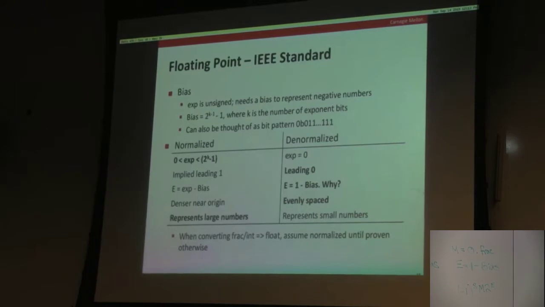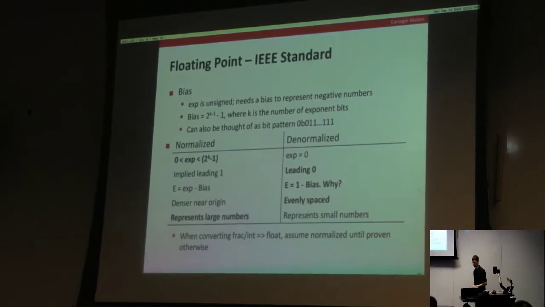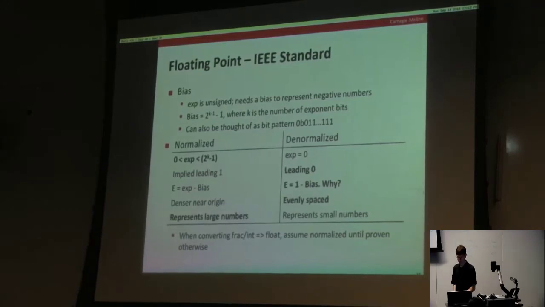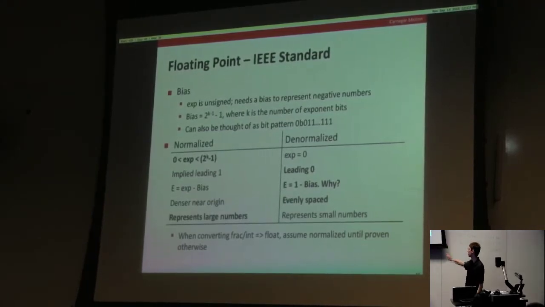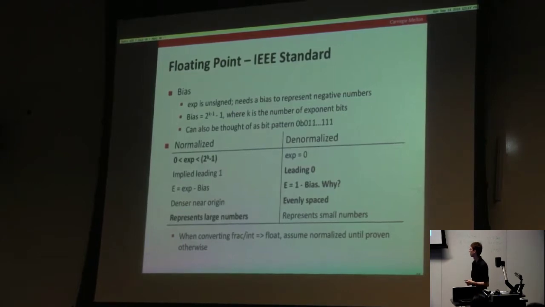So yeah, the normalized numbers are large numbers, large in either extreme, numbers of large magnitude, and the denormalized numbers are the ones close to 0. Whenever you're doing conversions between ints and floats, assume that it's going to be a normalized number until you have reason to believe that it's not, because most of them are. There's more normalized than denormalized.